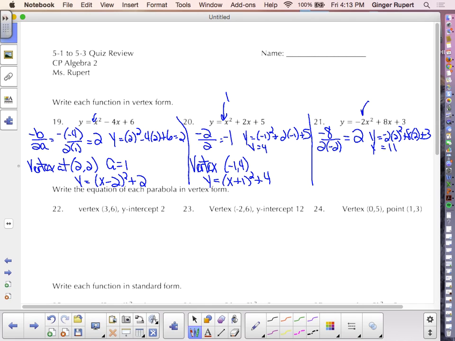This time, when I look at my function, my a value is going to be equal to negative 2. So you can substitute that in for vertex form, where a would be. So y is equal to negative 2 times x minus 2 squared plus 11. And that's my vertex form. My vertex there was 2, 11.